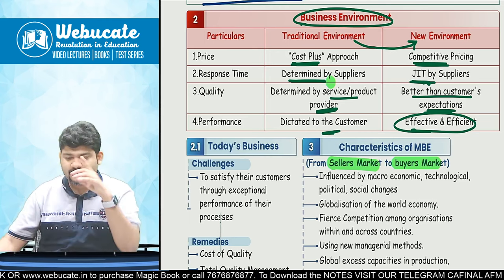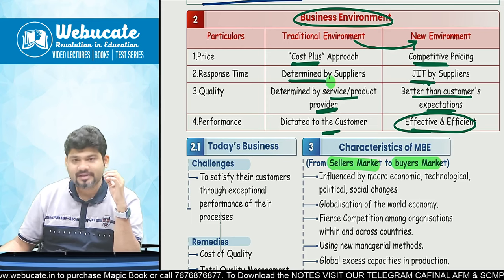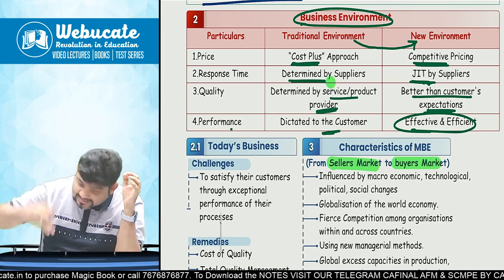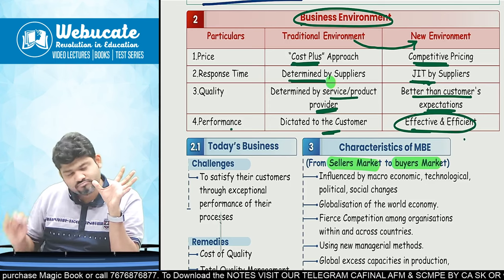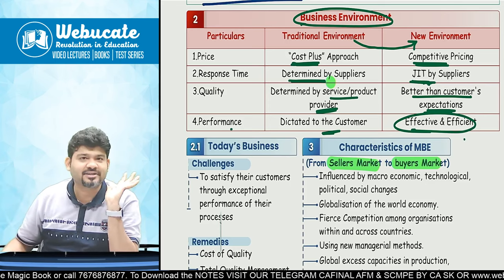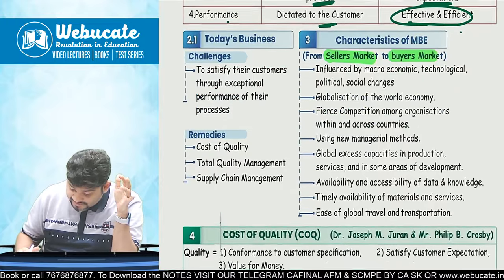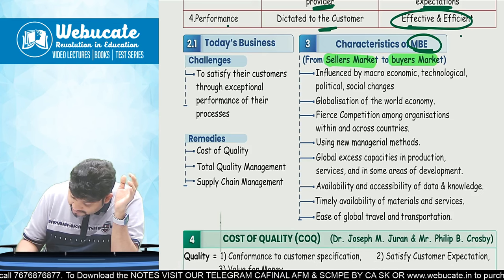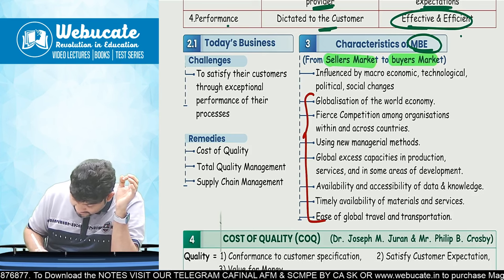Now, better than the expectations of everybody. Previously, performance was dictated to the customer. Now, everything is efficient and effective. Also, as a result of this, the characteristics of the modern business environment are many.